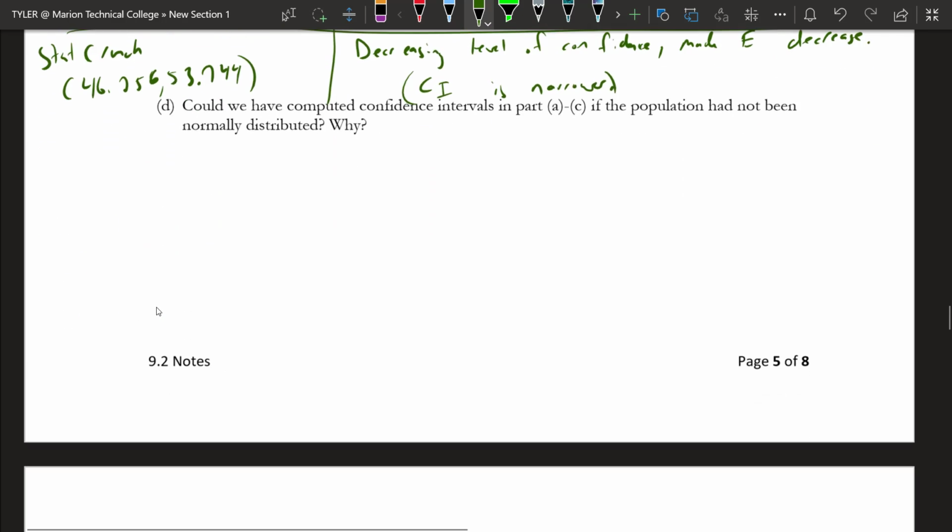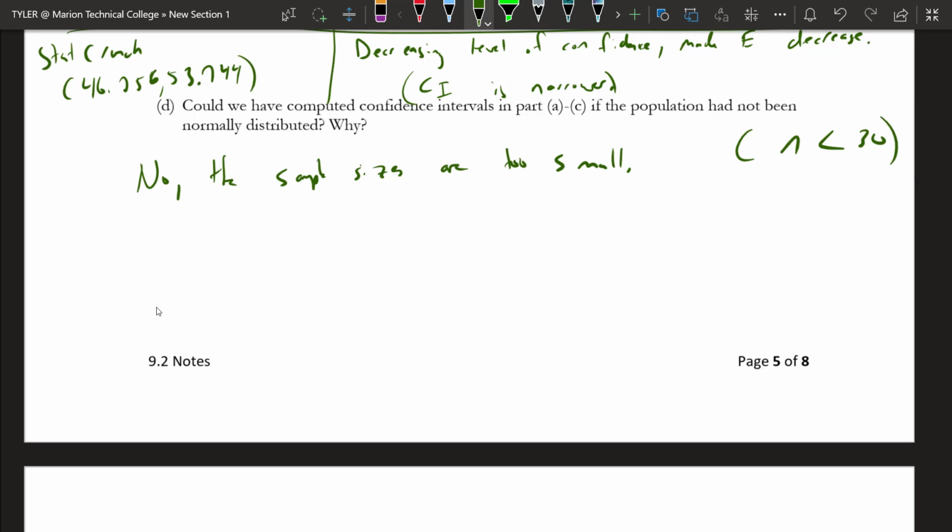So then in part D, it says, could we have computed the confidence intervals in part A through C if the population had not been normally distributed? Remember, originally we were told that it was. So the answer would be no. The sample sizes are too small. In other words, we would have n less than 30 each time. So we don't have the data to see if options 1 and 2 for normality would work or not. So therefore we couldn't do it.